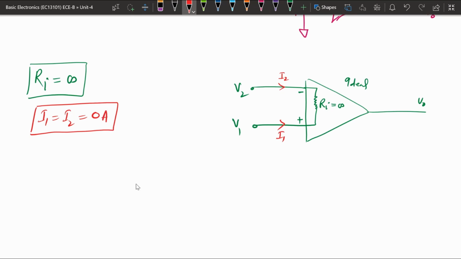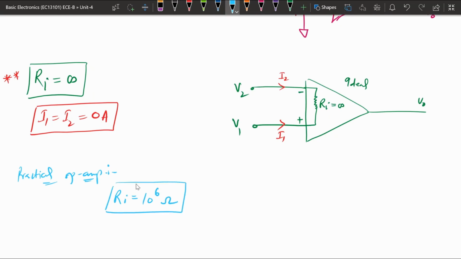That we need to consider while solving numerical questions based on the ideal operational amplifier. Okay, so this was the case of the ideal one. Now consider the case of a practical op-amp. For a practical op-amp, the input resistance is not infinity but equal to 10 to the power 6 ohm, that we have already seen. And also in that case the gain is considered to be 10 to the power 6. This is for the practical one.